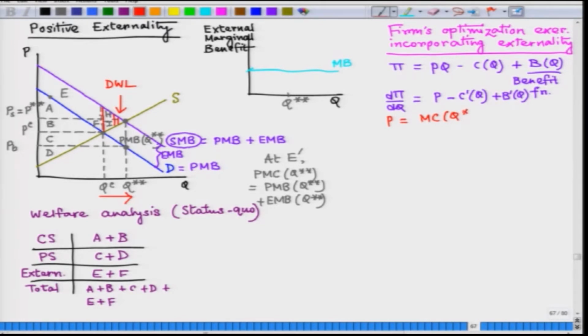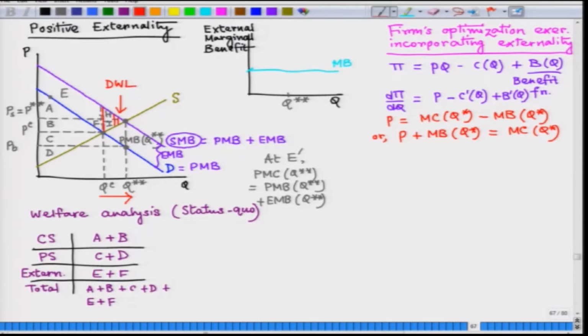price equal to marginal cost, evaluated at private marginal cost at the Pareto optimal level of output, minus marginal benefit evaluated at the Pareto optimal level of output, right. Alternatively, we can also write price plus marginal benefit evaluated at the Pareto optimal level of output shall equal the private marginal cost of production at the Pareto optimal level of output.